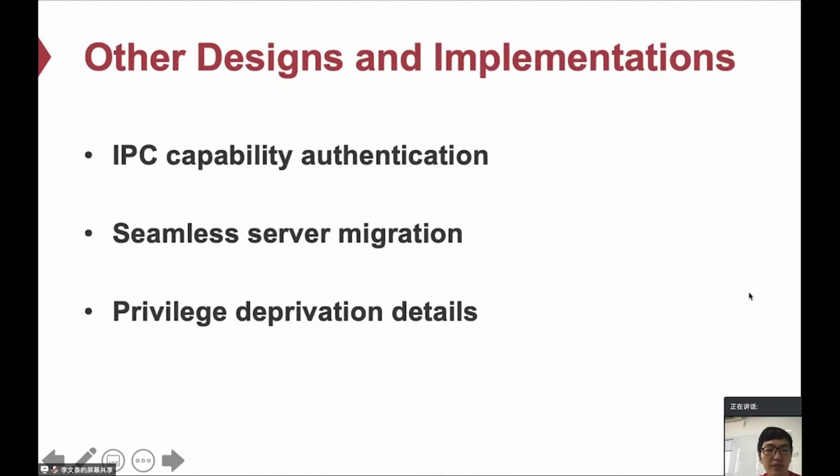Due to the time limitation, this presentation skips some parts like how to authenticate IPC capability. If you are interested, please refer to our paper.